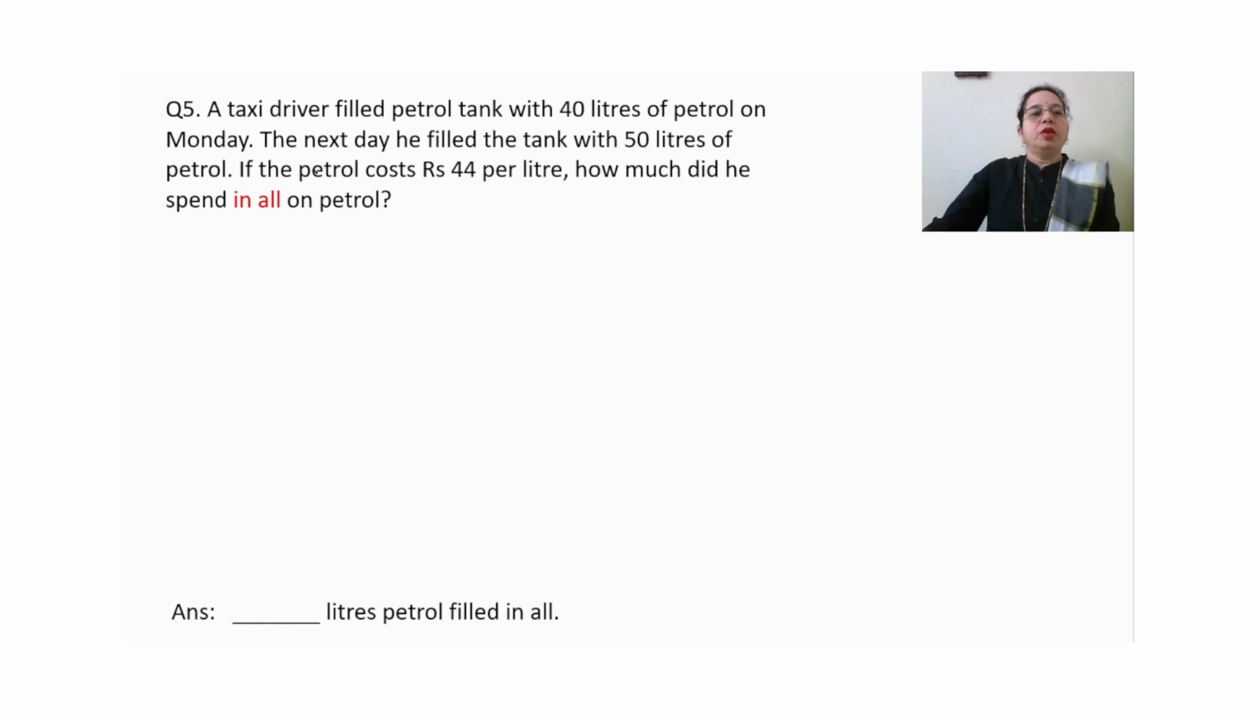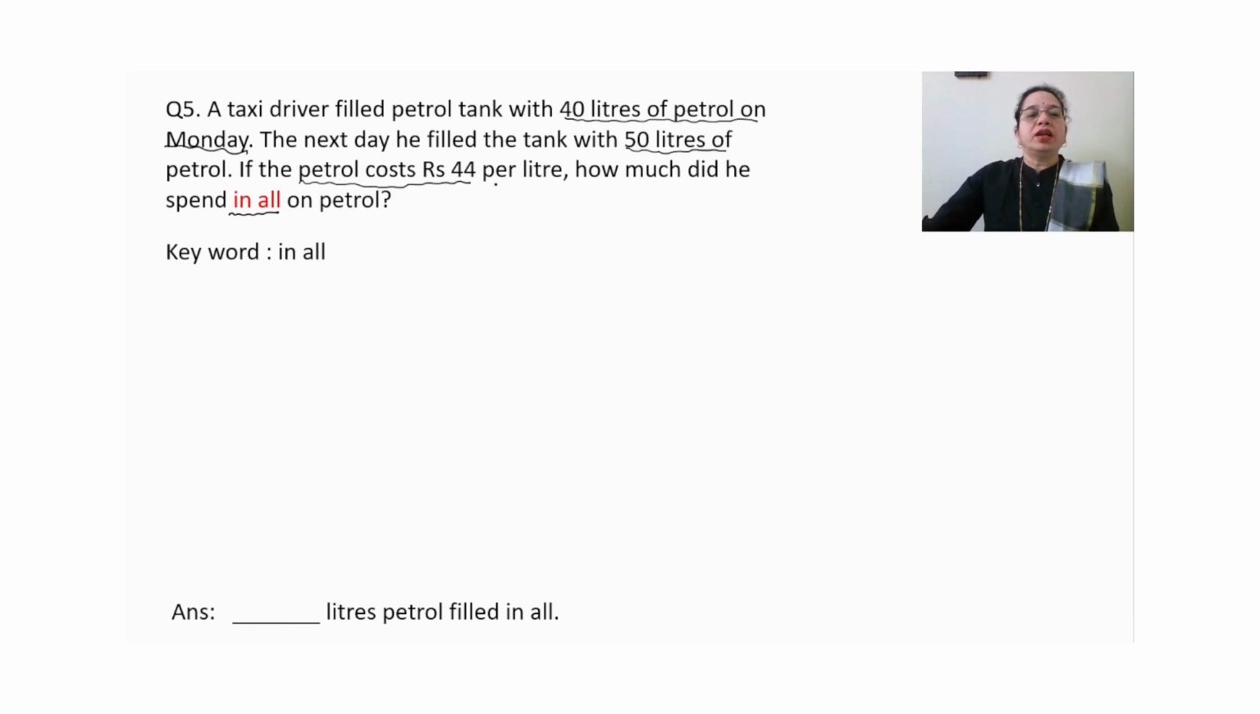Now there is a word problem. So a taxi driver filled petrol tank with 40 liters of petrol on Monday. So what is the important thing? 40-liter petrol on Monday. The next day he filled the tank with 50 liter. So 50 liter next day means Tuesday. If the petrol cost, so this information is given, and how did he spend in all. So in all is the keyword, it means at last you need to do addition.